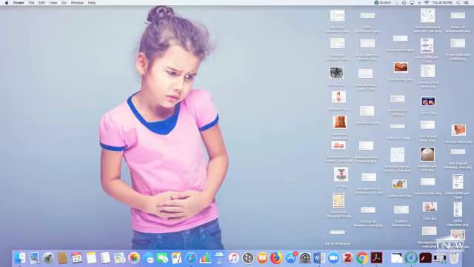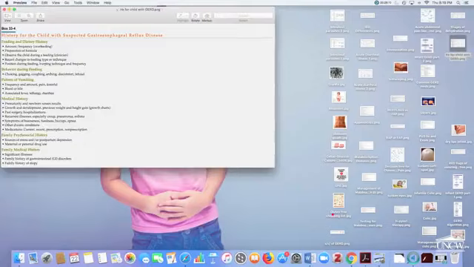Next thing I want to talk about is gastroesophageal reflux disease. As I was telling you earlier, there is a difference between GERD and GER. It's really essential for you to get a good idea of what the difference is between GER and GERD.